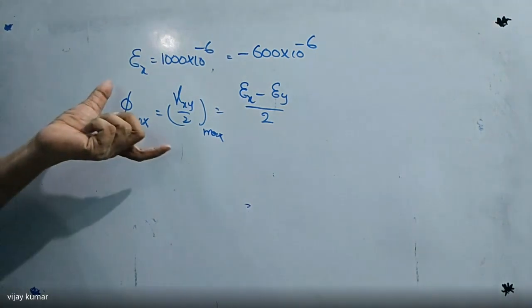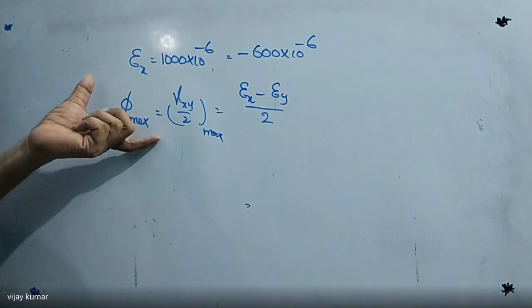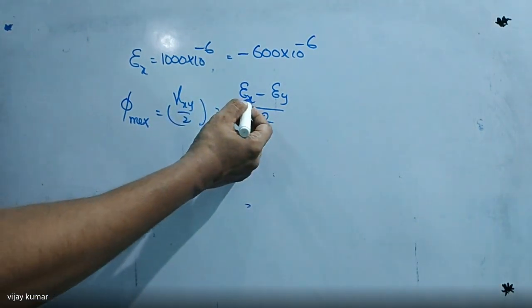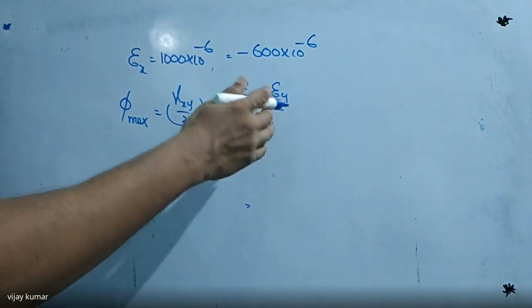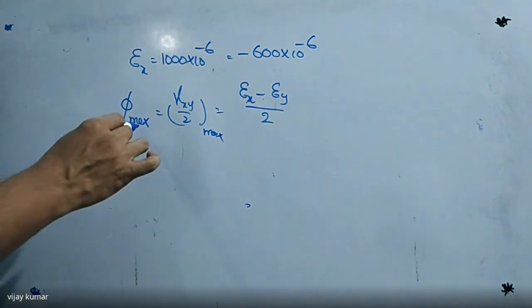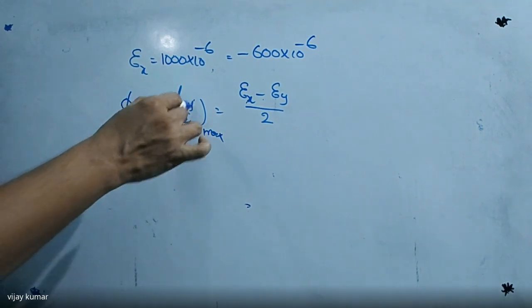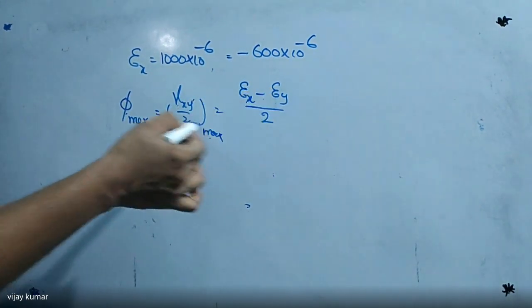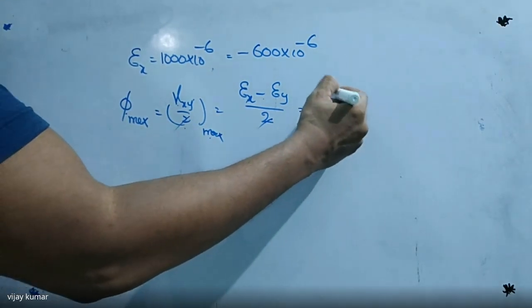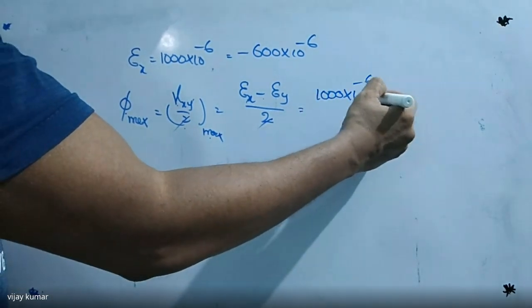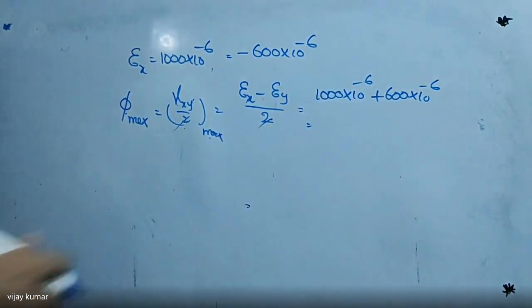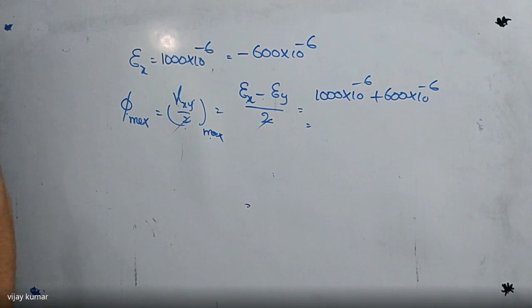He is asking find the maximum shear strain. So maximum shear strain, the general formula is gamma x, sigma x minus sigma y divided by 2. But those values are replaced by epsilon. Here phi is always gamma xy by 2 maximum. So 2 both are cancelled. Then we are getting here 1000 into 10 to the power of minus 6 minus minus 600 into 10 to the power of minus 6. Then we are getting the required value.